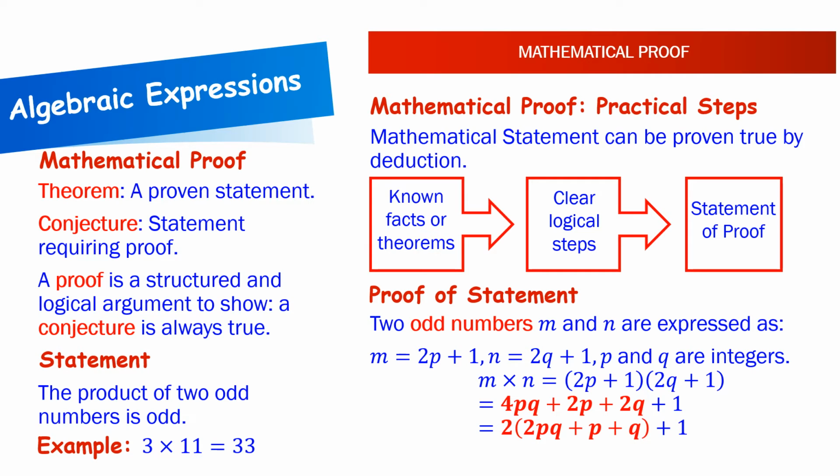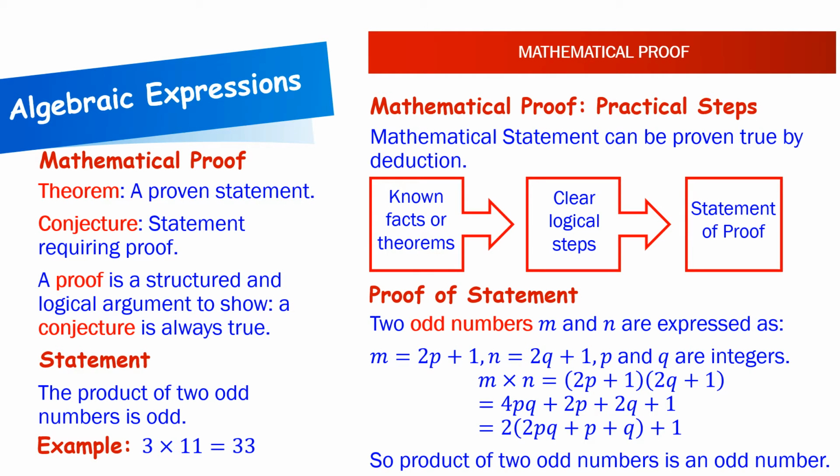We can factorize part of this to denote the even number part of this number. So 4pq plus 2p plus 2q can be expressed as 2 times, in brackets, 2pq plus p plus q. And of course we have a 1 tagged on at the end. And therefore we can conclude that the product of two odd numbers is an odd number, since this number is an even number plus 1.